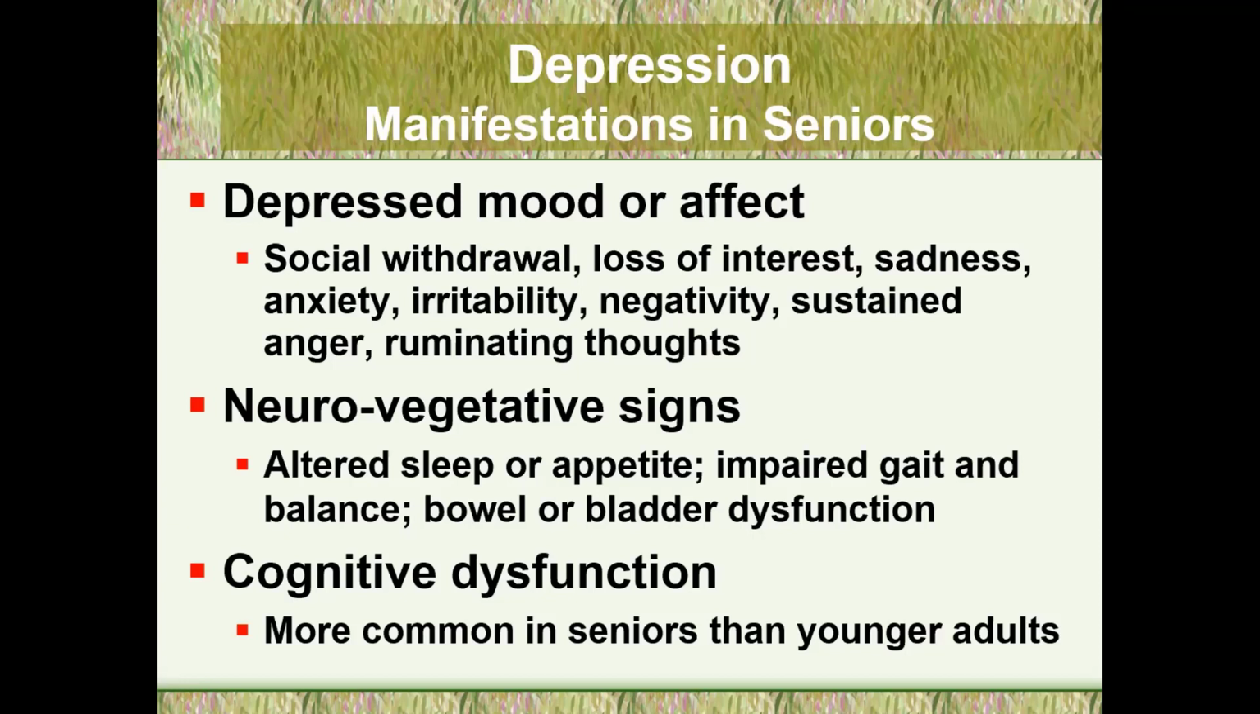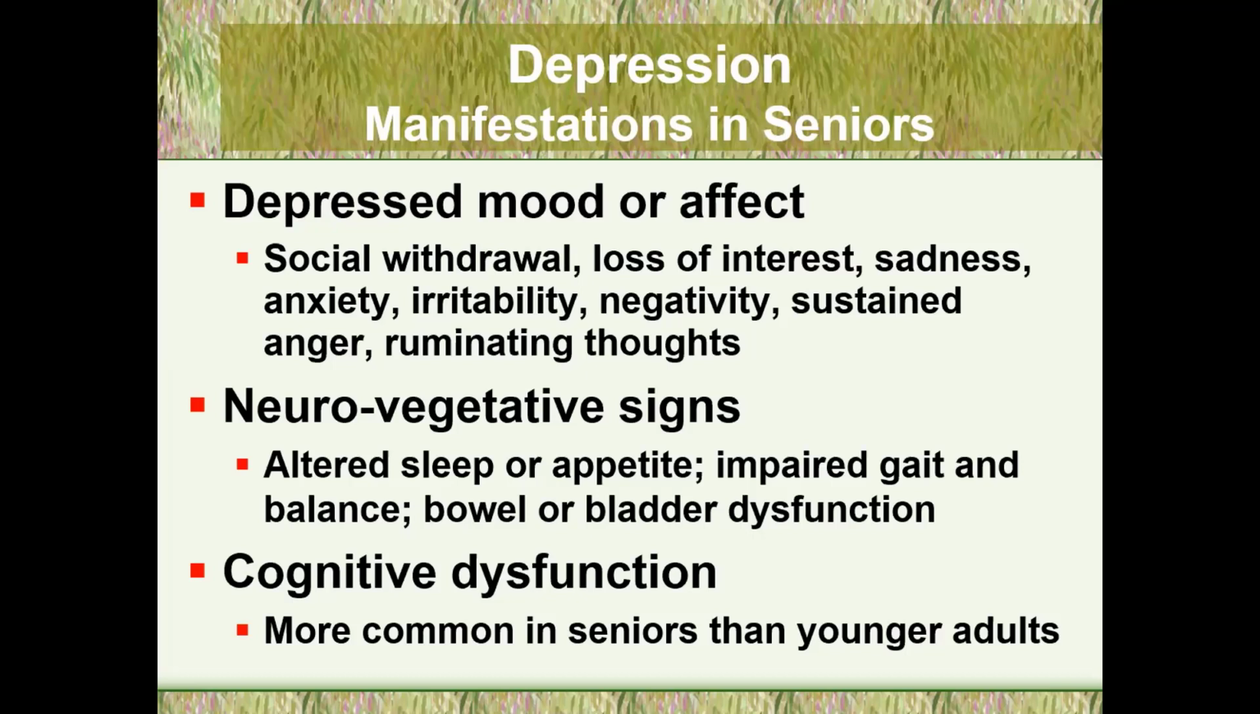But keep in mind that there can be other symptoms that don't first appear to be depressive symptoms, but actually are, such as excessive anxiety, irritability, negativity, sustained anger, ruminating thoughts where you just have this repeated thought that you can't get out of your mind. These are actually more common in older adults. So it's not necessarily a depressed mood. It can just be irritability or negativity or anger.